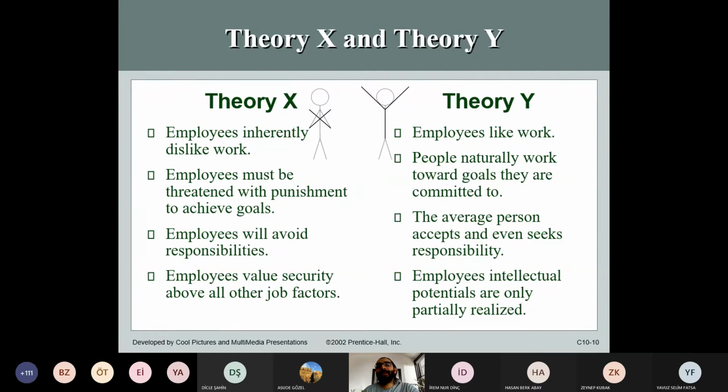But theory Y says that employees actually like work. I mean, they want to work. They like creating something, producing something. They naturally work toward goals they are committed to. You can give them goals and they will be committed, right? The average person accepts and even seeks responsibility. They want to take that responsibility. And employees' intellectual potentials are only partially realized, right? So if you give them a chance, they could realize themselves much better.